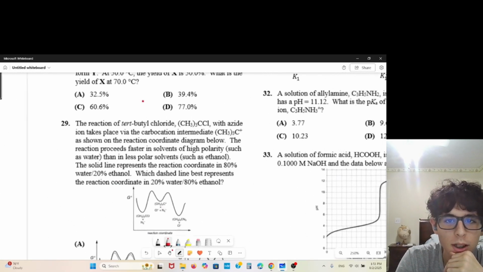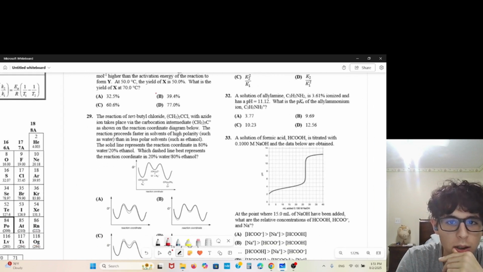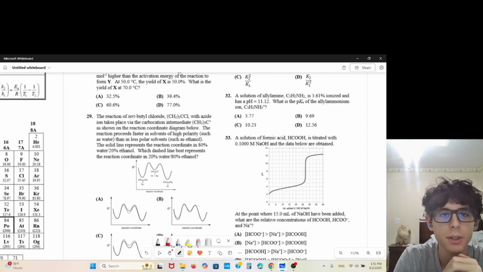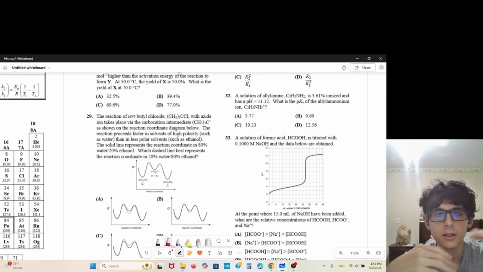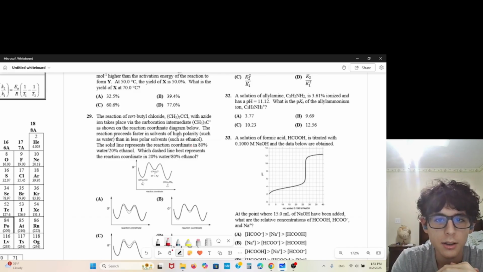Reaction of tert-butyl chloride with azide ion takes place via carbocation intermediate. Classic SN1 reaction. We have a tertiary substrate. Definitely not ideal for SN2 because of the steric hindrance. Azide ion takes place. The reaction proceeds through, okay, high polarity. Yeah, that makes sense, I think.